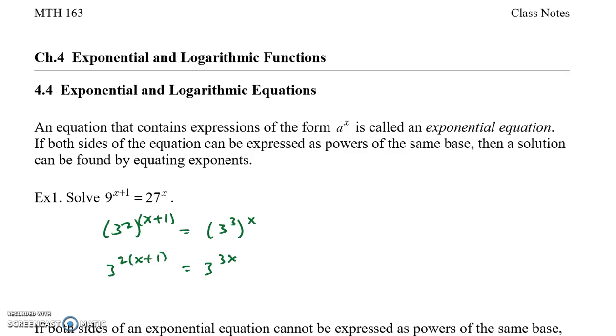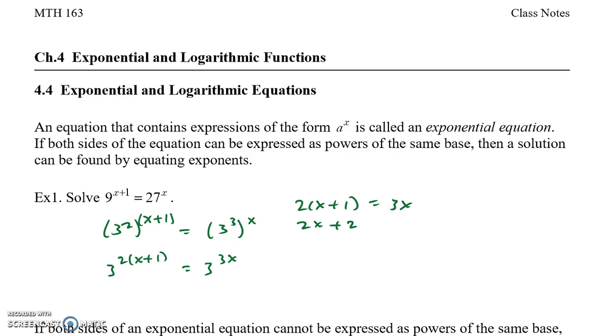Then, since the bases are the same, we can equate the exponents. So it would follow that the exponents would have to be equal. That means we can drop the base of 3 altogether, and we obtain the equation 2 times x plus 1 equals 3x. This is just a basic linear equation, and we just solve it as we normally would.